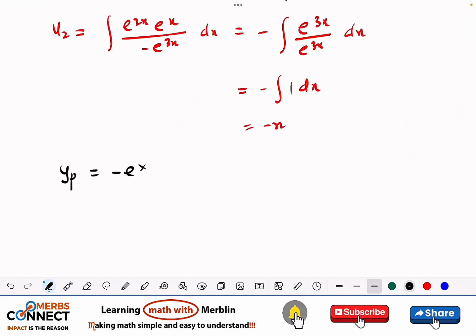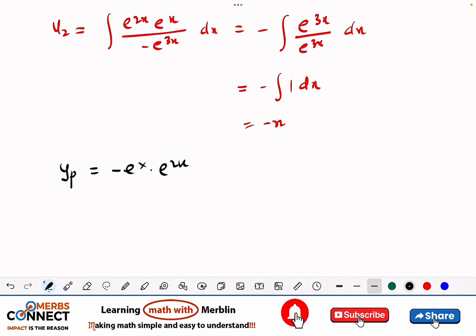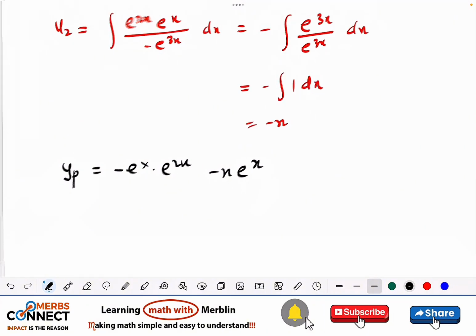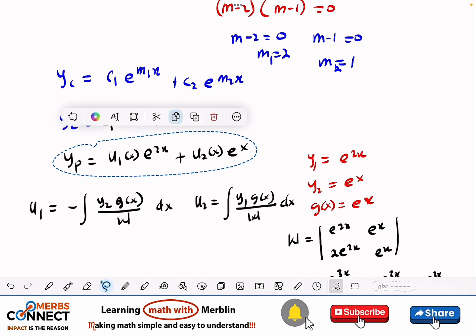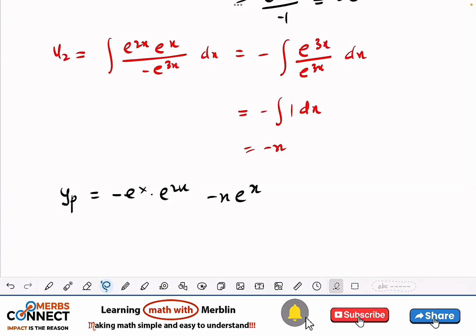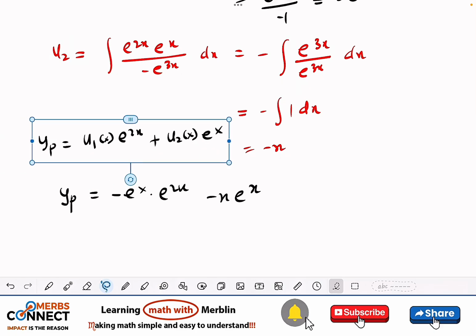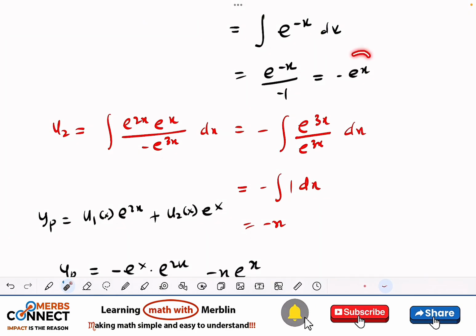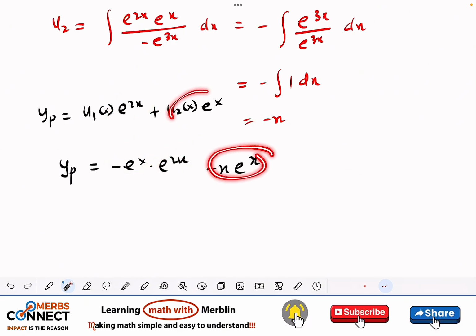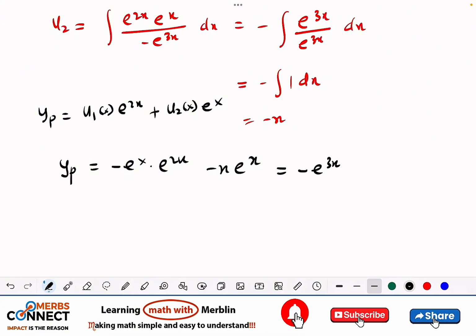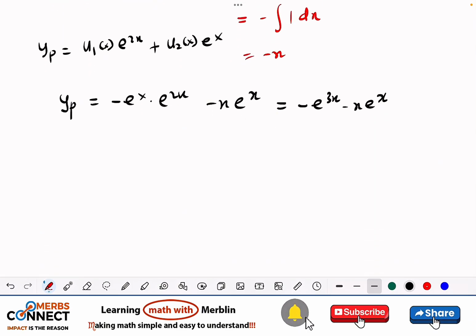So this is going to be times e to the power 2x and then plus or minus x e to the power x. Is that right? What was the particular solution? We chose this one. So let me compare it and see if I'm doing the right thing. So u1 is this, and then this times that, which is here, and u2 is this, so times that. So when I simplify this, I have minus e to the power 3x and then minus x e to the power x. Let's add it to the complementary solution and get the general solution.